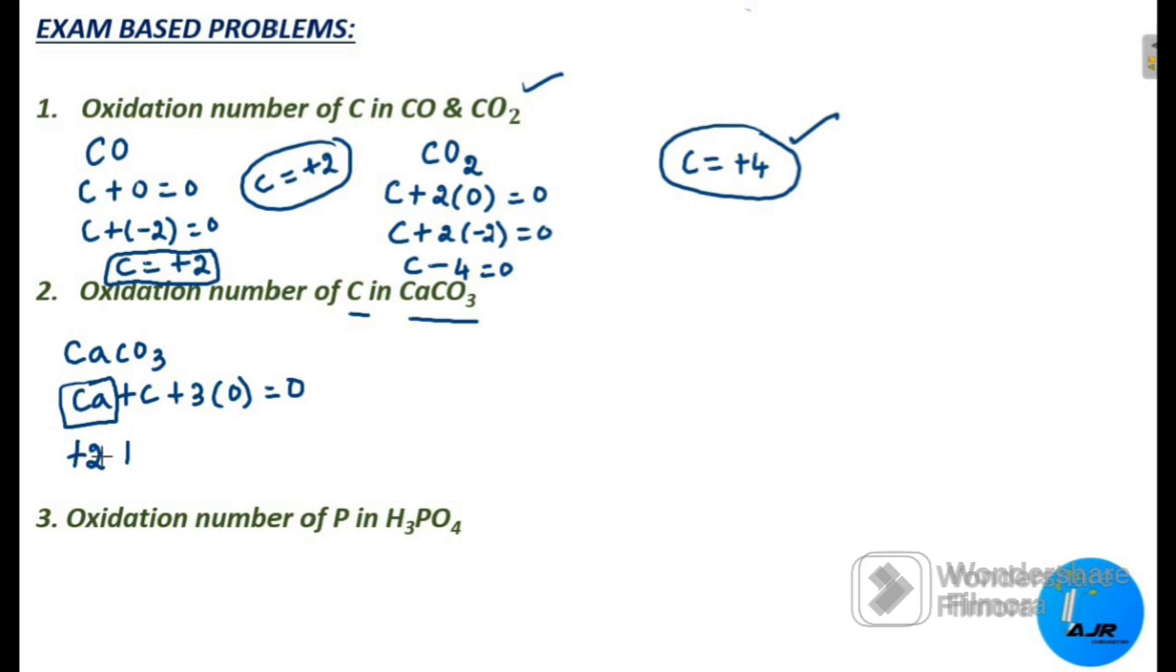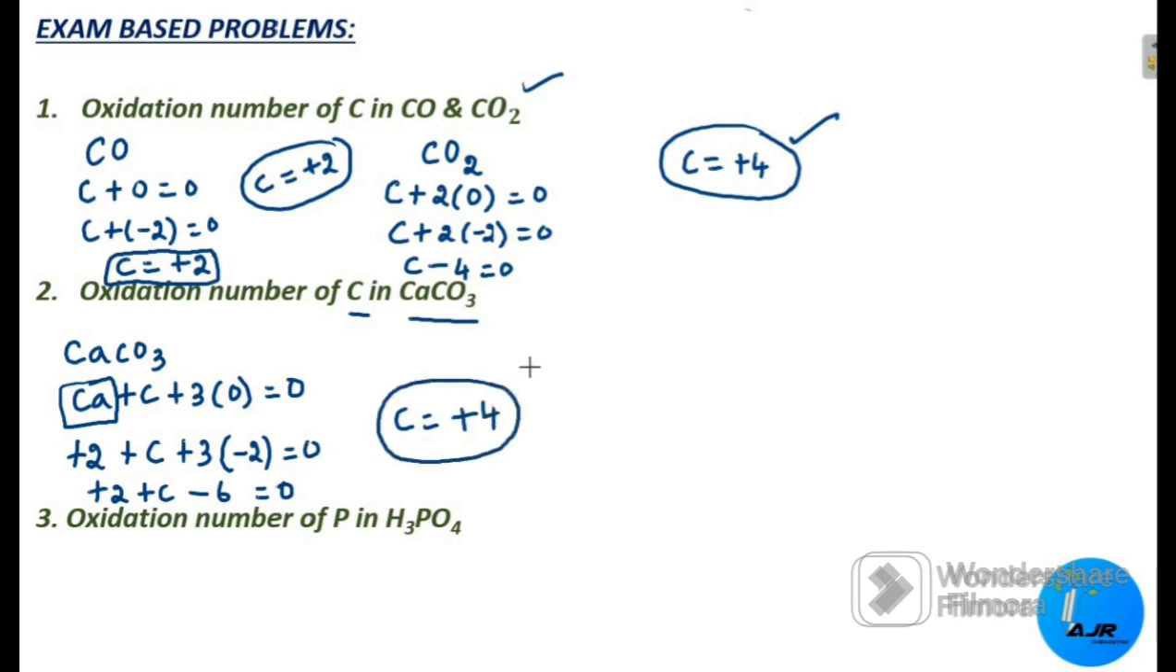Now plus carbon plus 3 into, what is the oxidation number of oxygen? It is minus 2, is equal to 0. So plus 2 plus carbon minus 6 is equal to 0. So carbon is equal to plus 4. So the oxidation state of carbon in calcium carbonate is found to be plus 4.